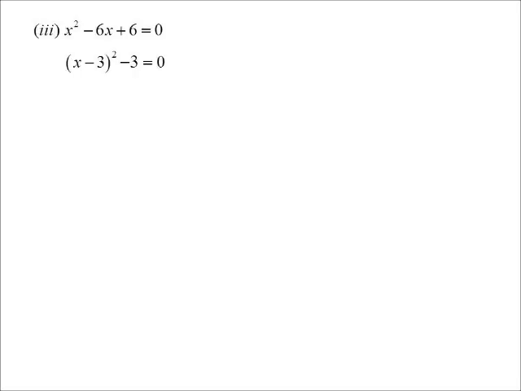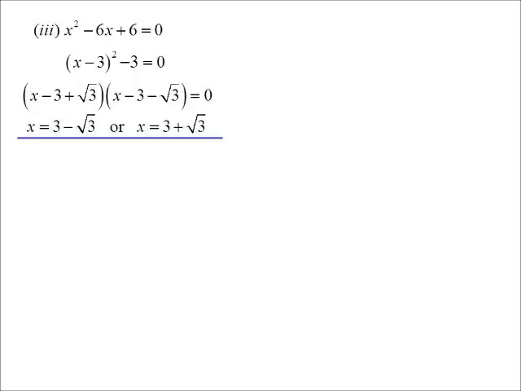But what it means is it will factorize to be x minus 3 plus root 3, x minus 3 minus root 3. Two things multiplied together to give 0. So therefore, either x is 3 minus root 3 or 3 plus root 3. So that's an alternative way. It's still completing the square, but I think in a little bit of a neater sort of way.